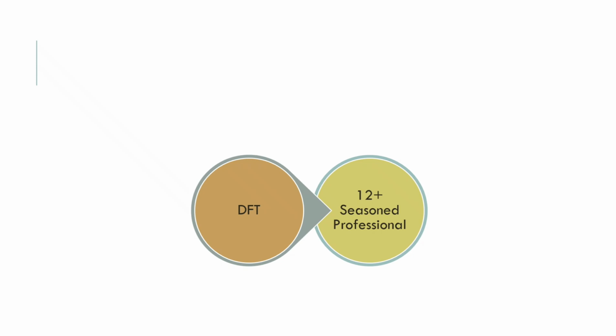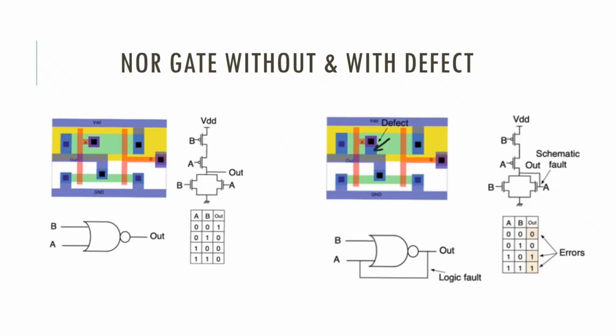Hi, welcome to the knowledge series session on DFT. Before we start with DFT, let's understand the requirement of DFT. When we have any manufacturing, we always tend to see some manufacturing issues or defects. There can be shorts between VDD to ground or VDD to any input or output, or ground to any input or output, or any shorts between input to output as well, due to chemical issues during the manufacturing process.